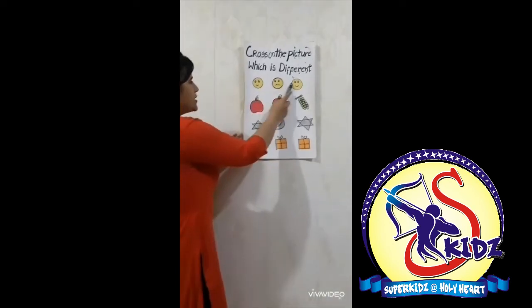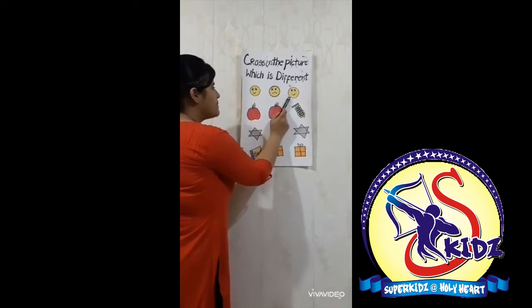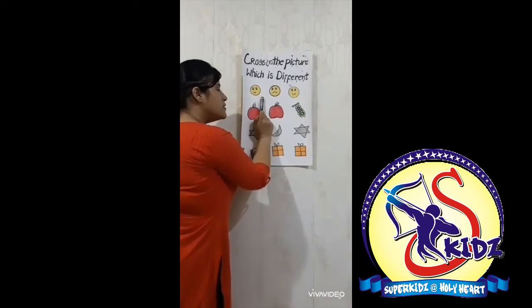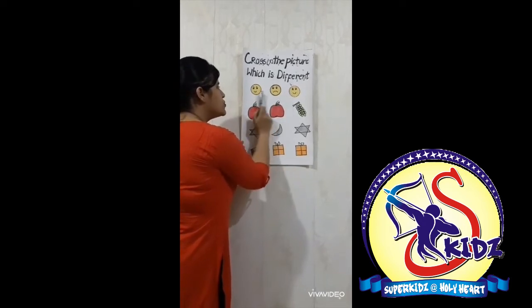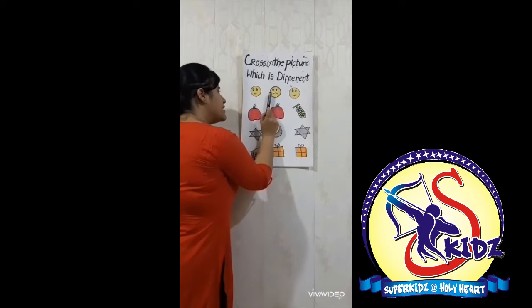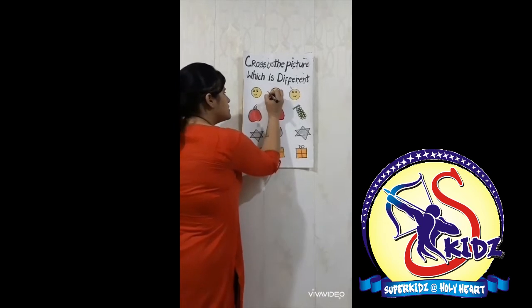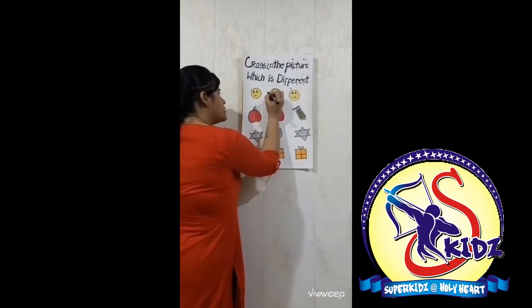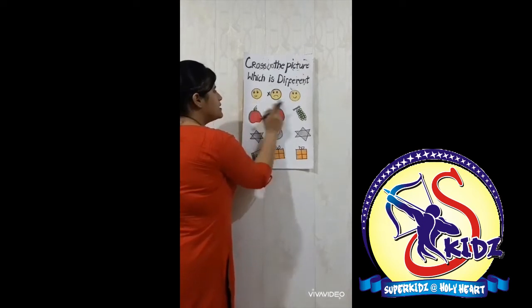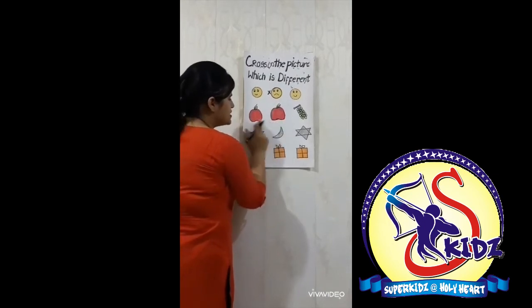See, what are these? These are smileys. Are they all the same? No, they are not the same. Why? Because these two are smiling and this smiley is sad. So this is different. I will cross this smiley. Kids, which smiley is different? This one. Now see the next picture.